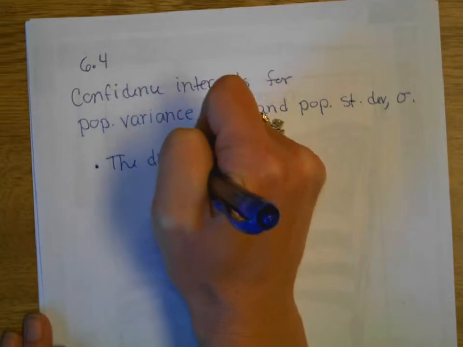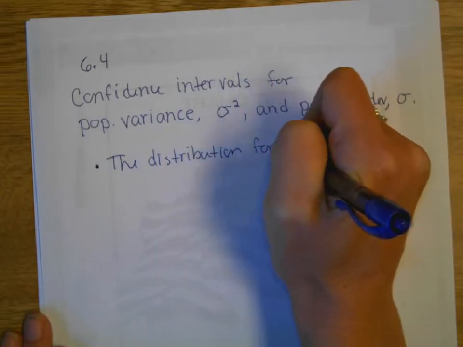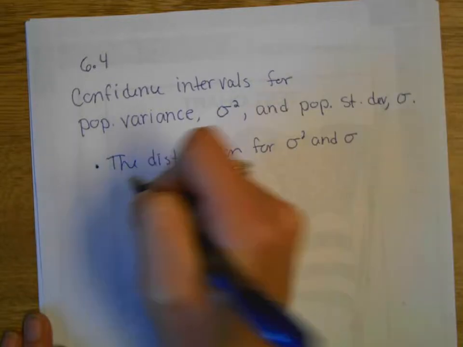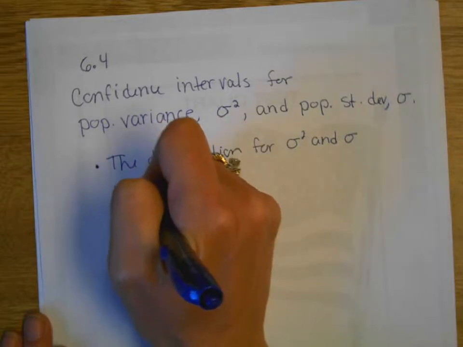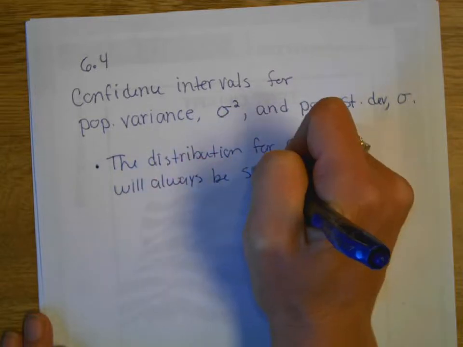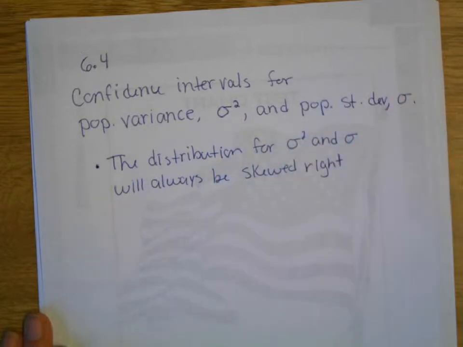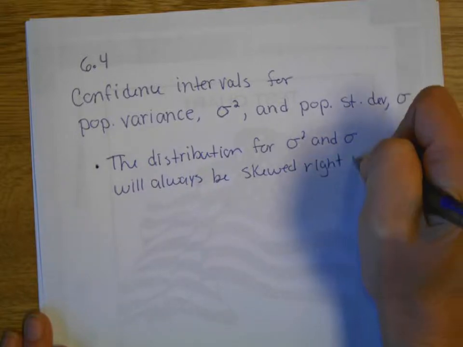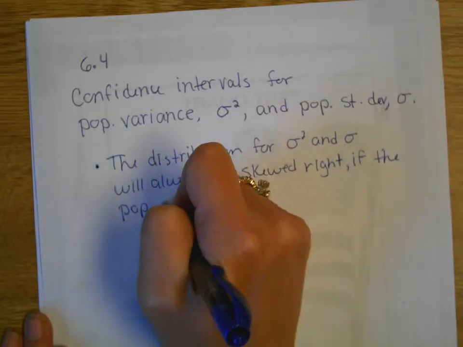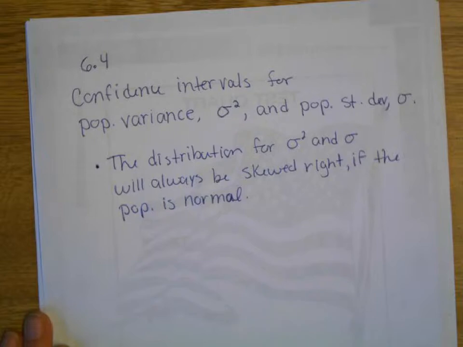The distribution for variance and standard deviation will always be skewed right, if the population is normal. Okay.